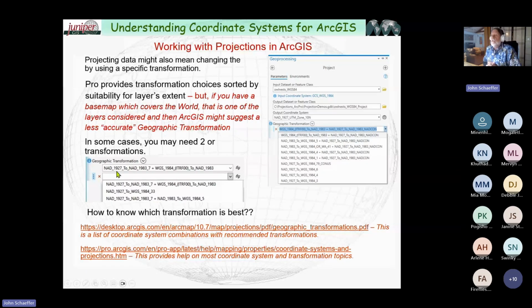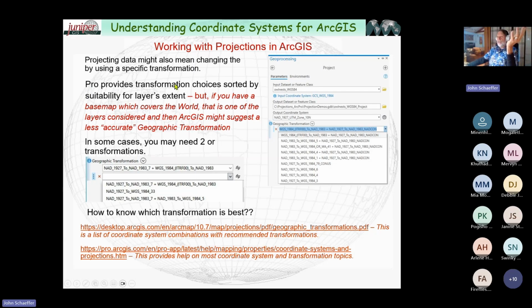Projecting data might also mean changing the data by using a specific transformation. So, going back to slide 4 or 5, geographic transformation. That's where we're changing from one datum to another datum. That's called the geographic transformation. And it's not unusual for you to be working in one coordinate system based on this datum, moving to another coordinate system based on this datum, okay?